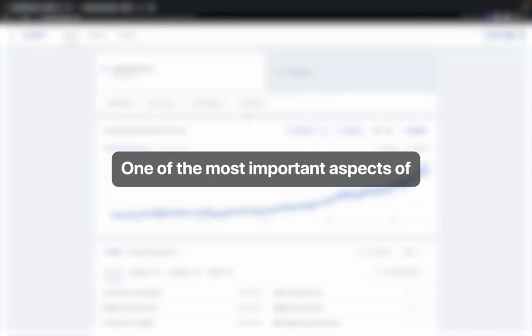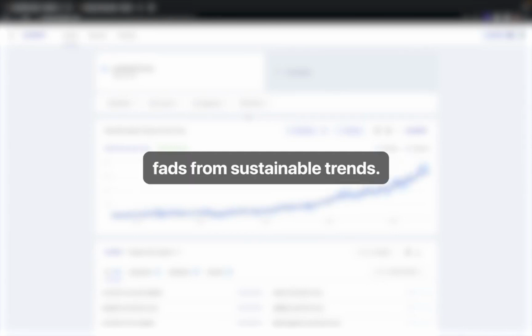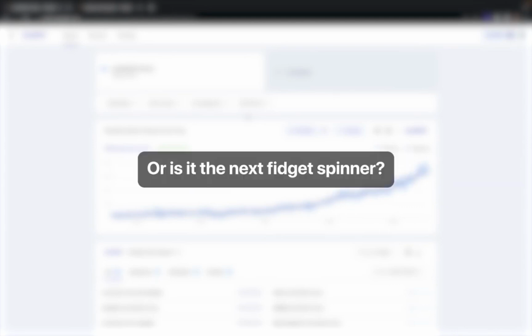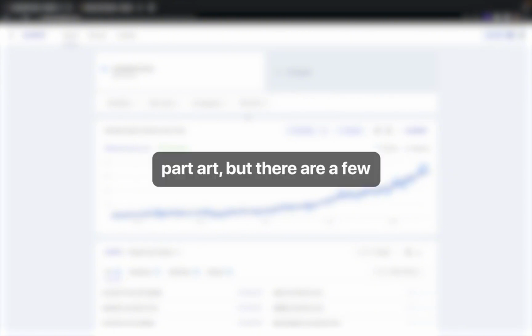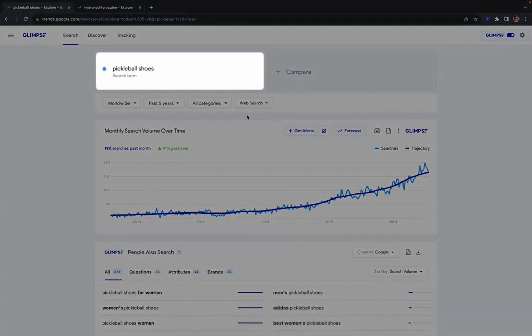One of the most important aspects of properly leveraging trends for your business is to be able to differentiate fads from sustainable trends. Are you looking at the next TikTok, or is it the next fidget spinner? Differentiating is part science, part art, but there are a few simple tactics you can use. Let's look at an example: pickleball shoes.